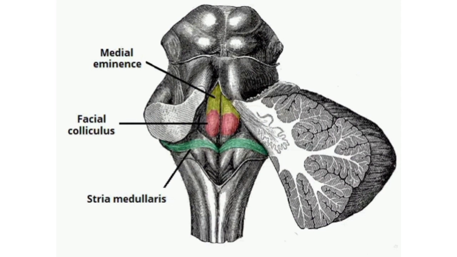Number one is that the medial eminence marks the midline of the floor. Number two, the facial colliculus is the bulging formed by the fibers of the facial nerve looping around the abducens nucleus. Number three is that the stria medullaris of the fourth ventricle is a bundle of nerve fibers crossing transversely from the lateral aspect into the midline. They mark the posterior border between the pons and the medulla.